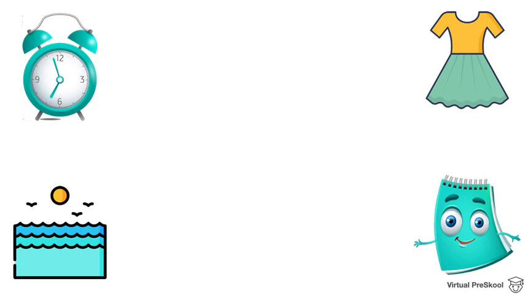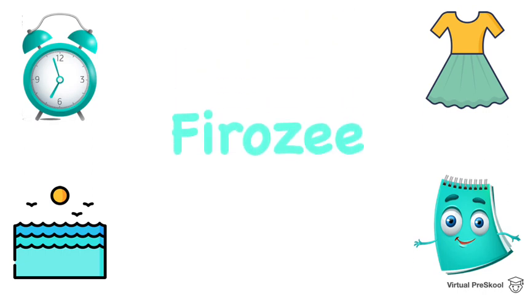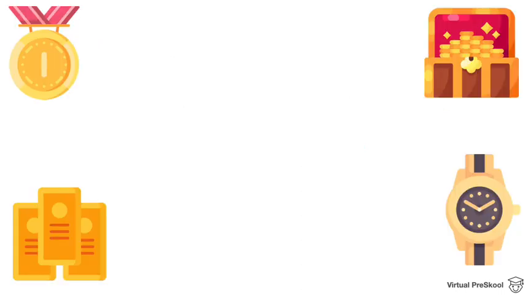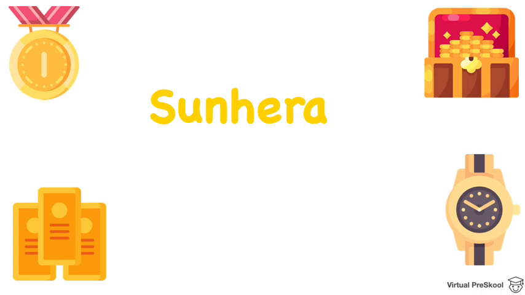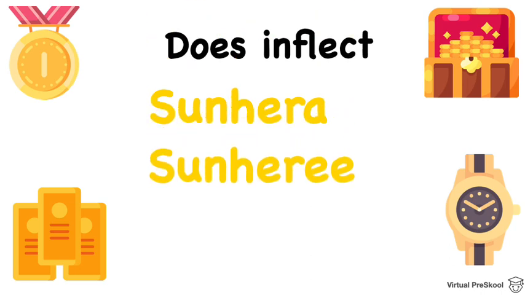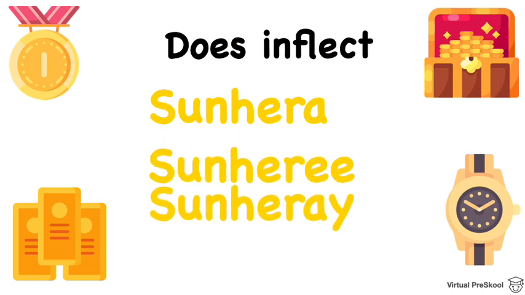Turquoise. What's turquoise in Hindi? Firozi. Does it end with an a sound? Nahi. So does it inflect? Nahi. Golden is sunera. Does it end with an a sound? Hanji. So does it inflect? Hanji. And the inflections are suneri and sunere.